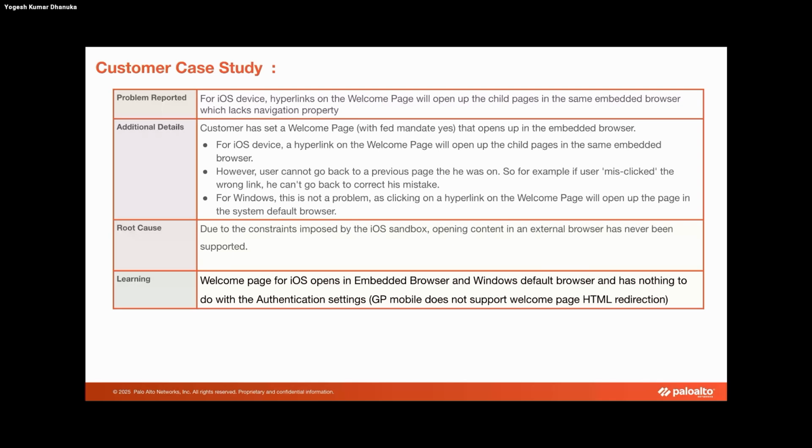For Windows and Mac, you can still be using your regular SAML with embedded browser, but your welcome page opens up in your default browser, whatever is your default browser, and then it doesn't interfere with the user's GP connectivity once the connection has been done.